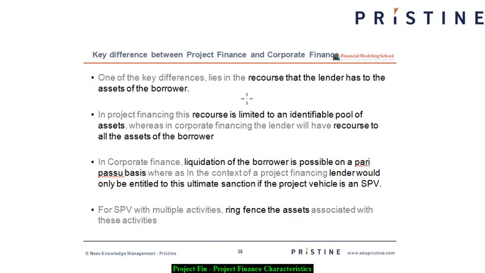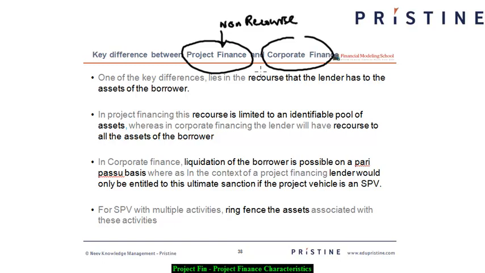Again, I think we've already discussed this, but let me go through this slide in a couple of minutes. So the key difference between project finance and corporate finance is that project finance typically is non-recourse. So you cannot go back to the main entity and then claim money from them. Whereas in corporate finance, you can go back to the main entity and take their money. So that's one part that needs to be taken care of. So when you are creating a model for project finance where the recourse is limited, you need to identify the right pool of assets that belong to you, that you can liquidate to get back your money.